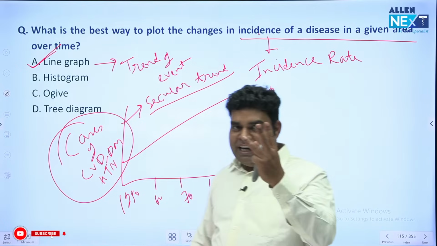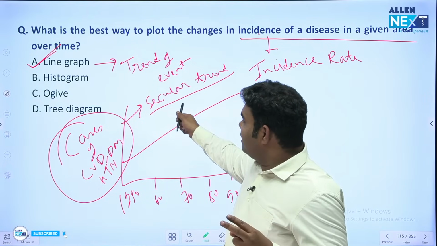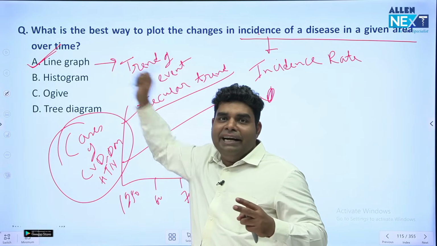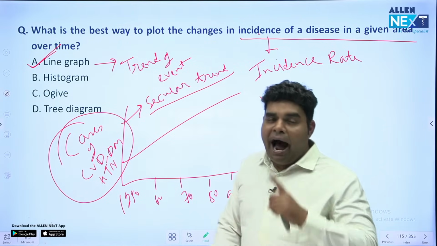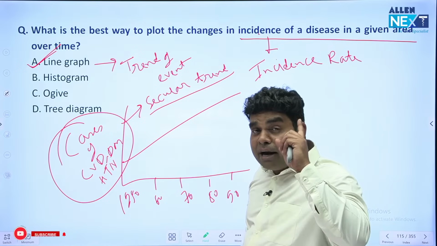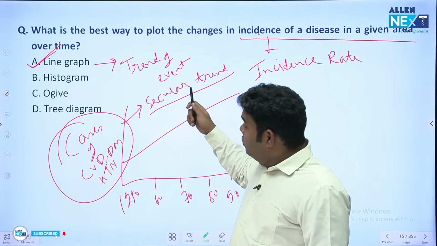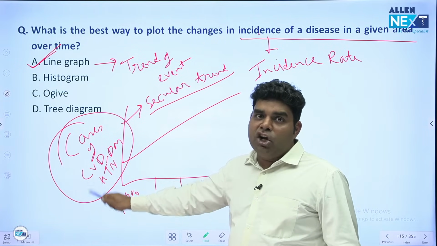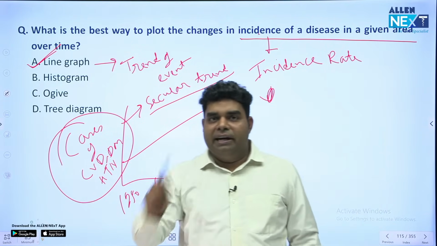तो यहां से 3 क्वेश्चन आते हैं. पहला क्वेश्चन, secular trend is represented by which diagram? Line diagram. Second question, how do you represent trend of event? Line diagram. Third and most common question, which is an example of secular trend? Cardiovascular disease is example of secular trend.